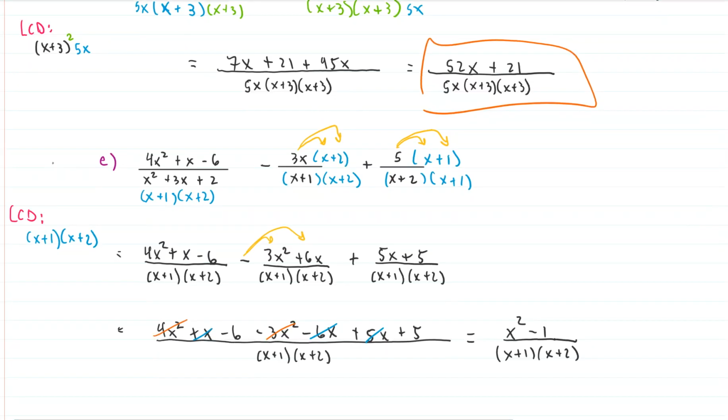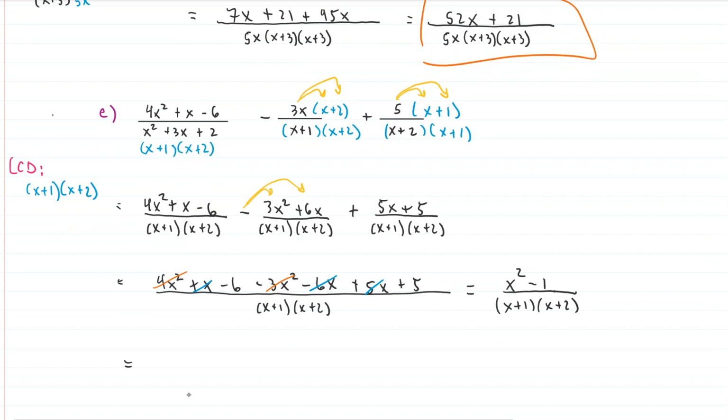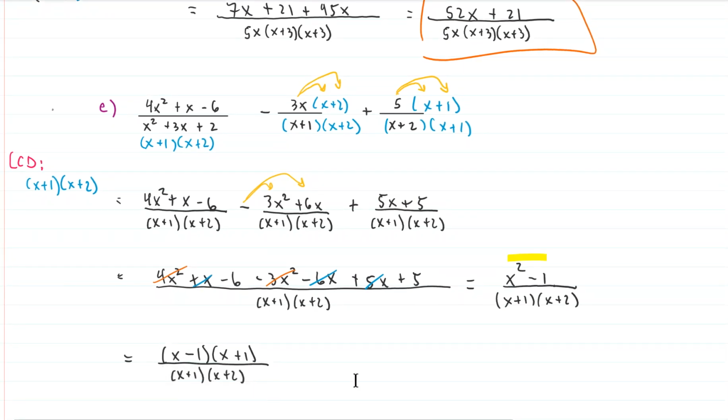Here, finally, we can simplify something. Because x squared minus 1, excuse me, is the difference of squares. So we can factor that into x minus 1 times x plus 1. And this is all over our common denominator of x plus 1 times x plus 2. So notice the x plus 1s can cancel. I'm glad we finally got one example where that happened. x minus 1 over x plus 2.